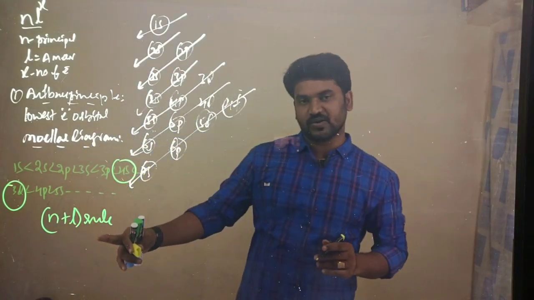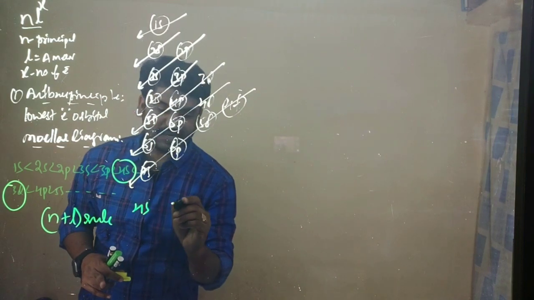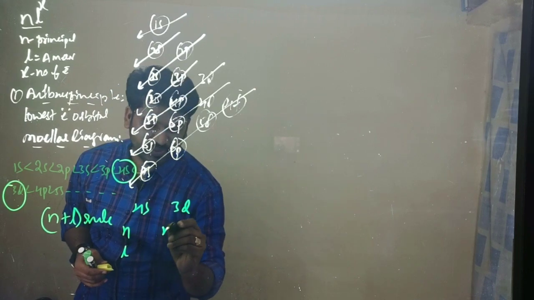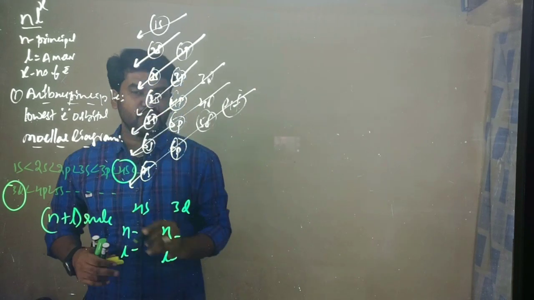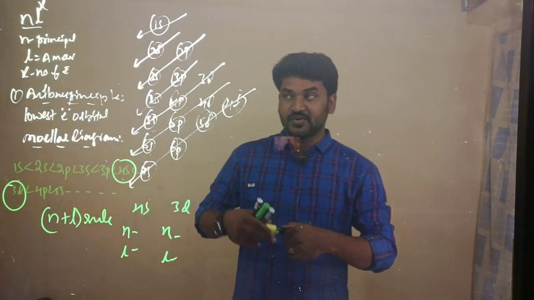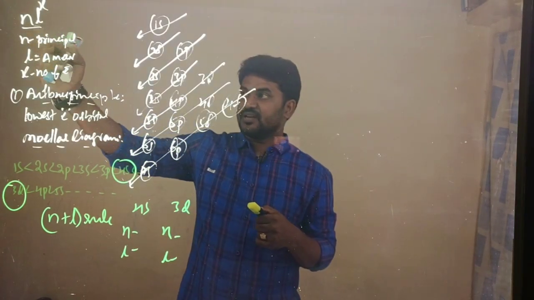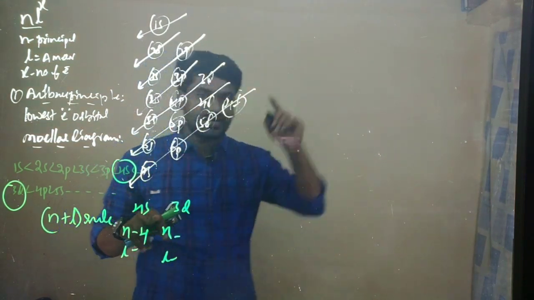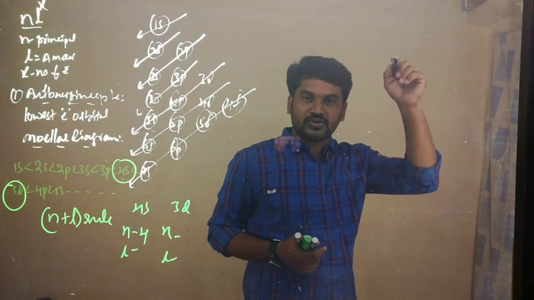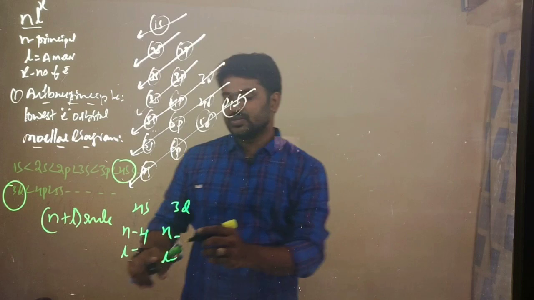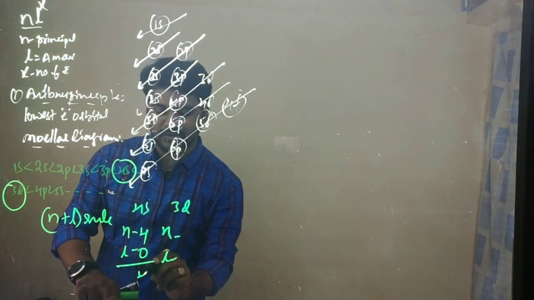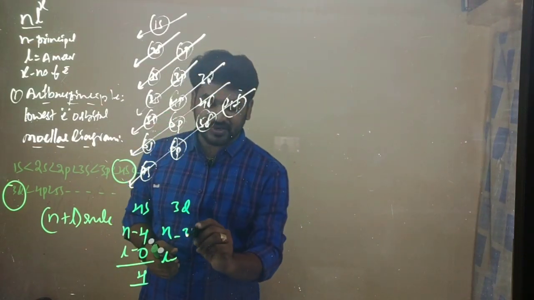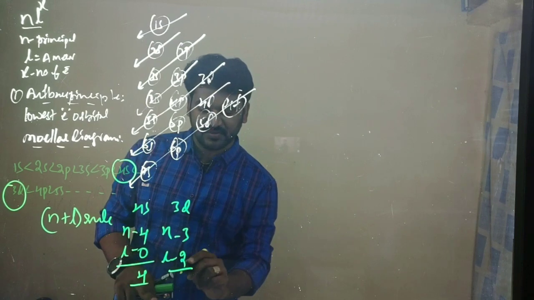According to the n plus l rule, if you take 4s and 3d, write the n and l values here. In 4s, what is the n value? n is 4. And l, in the azimuthal quantum number we discussed 0, 1, 2, 3 as s, p, d, f, no? So the l value will be 0, so n plus l will be 4 only. Now coming to 3d, n value is 3, l value is 2, then it will be 5.